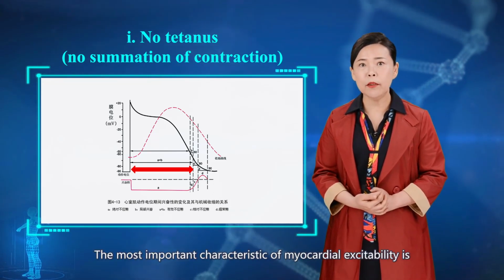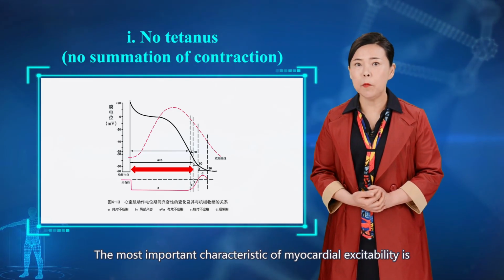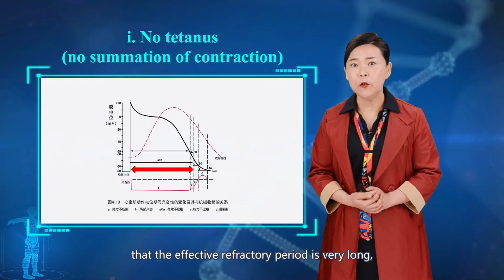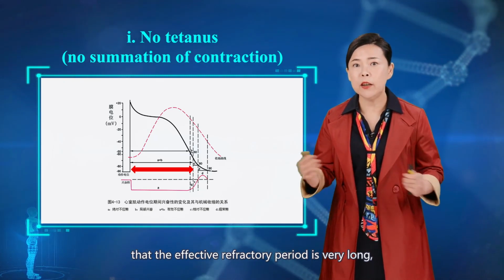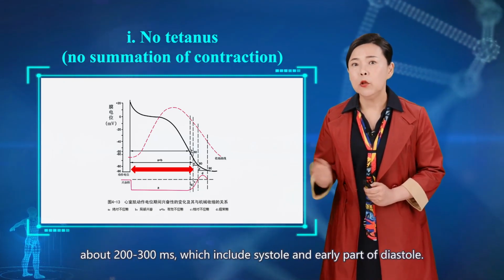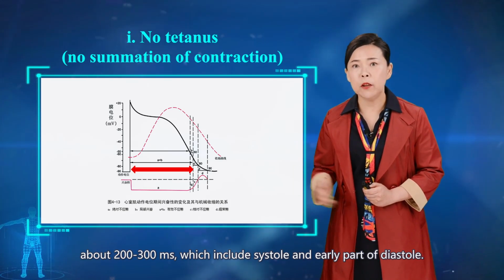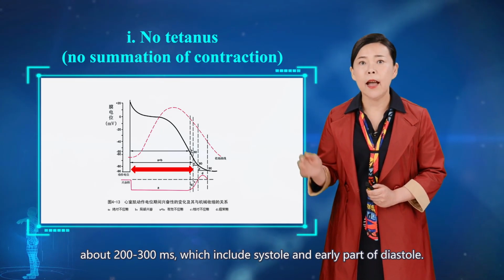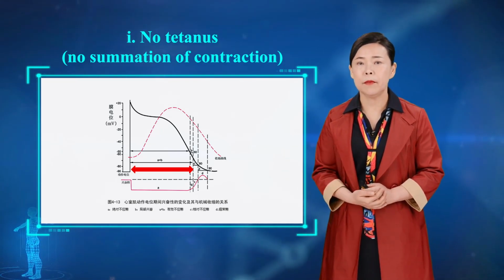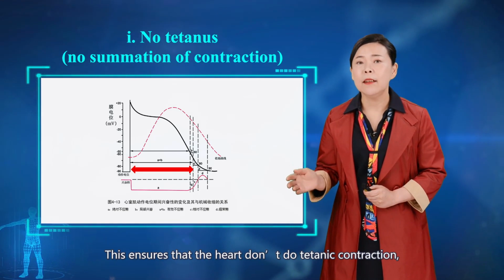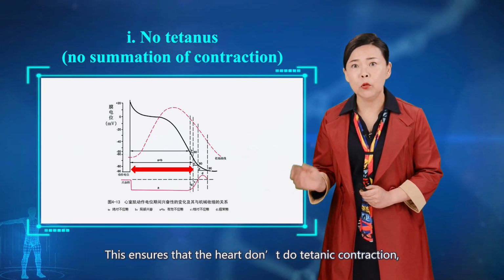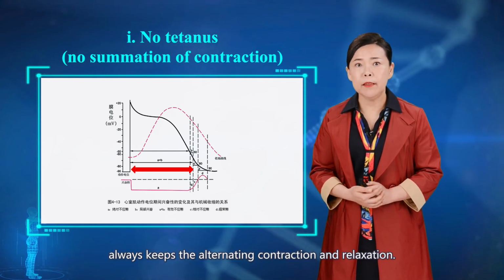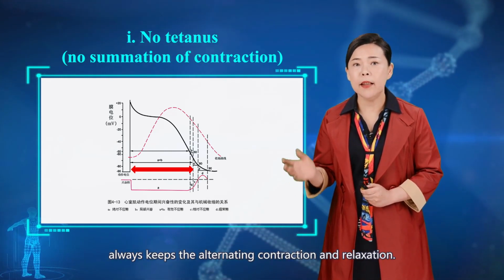The most important characteristic of myocardial excitability is that the effective refractory period is very long, about 200 to 300 milliseconds, which includes systole and the early part of diastole. This ensures that the heart does not do tetanic contraction, and always keeps the alternating contraction and relaxation.